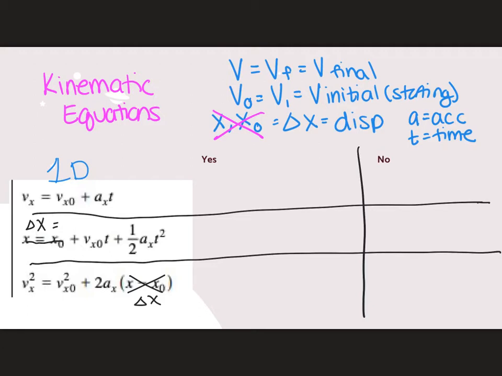In my yes column, I'm going to go through everything that's in this first equation. Is there V final? Yes. Is there VO, V initial? Yes. Is there displacement? Nope. Is there A? Yes. Is there T? Yes. Now, this is telling me that if I am looking for displacement or have displacement in the problem, I cannot use this equation. Let's go on to the next one. Do I have V final?